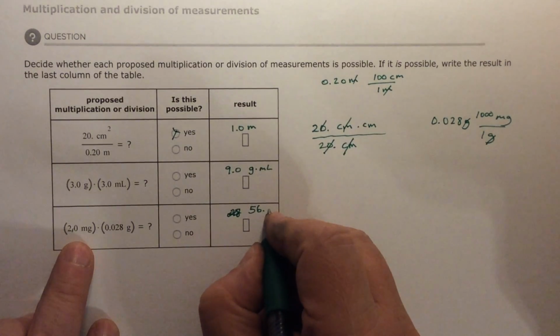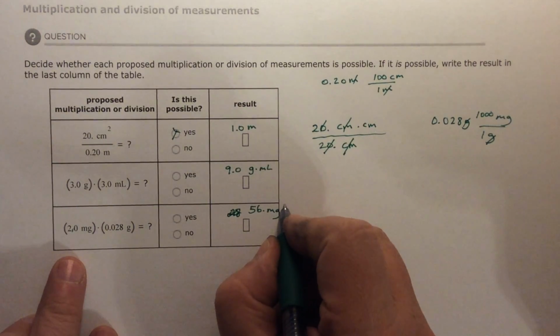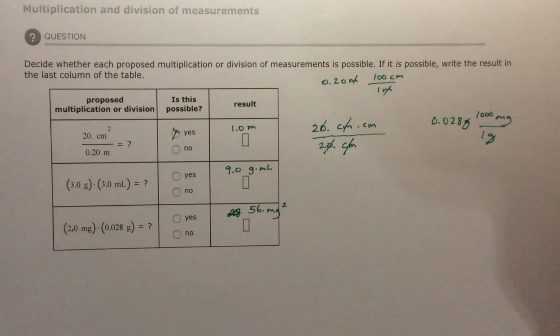And it's going to be milligrams times milligrams. So milligrams times milligrams is square milligrams.